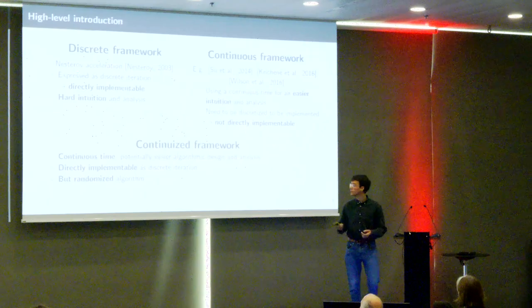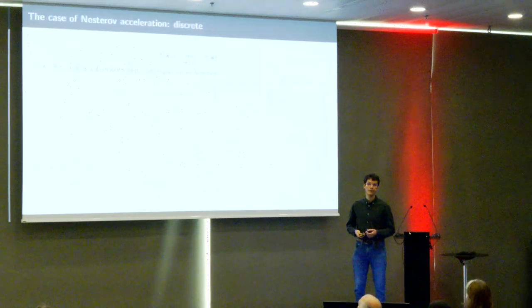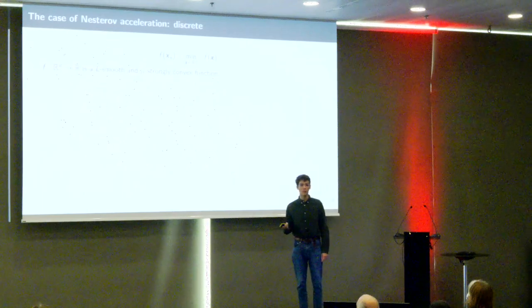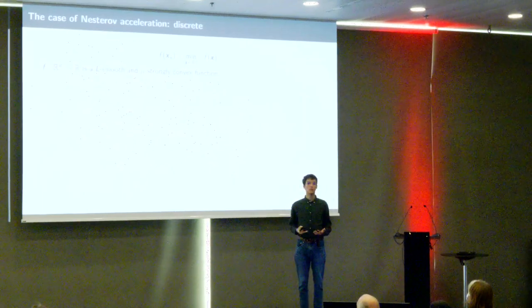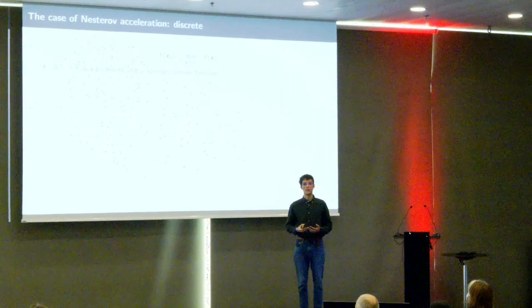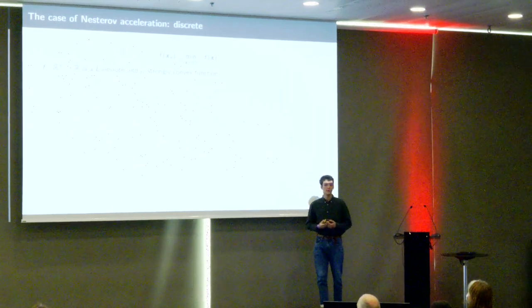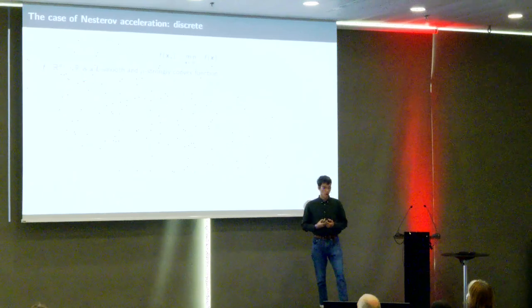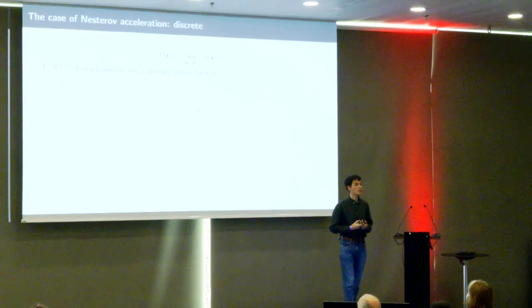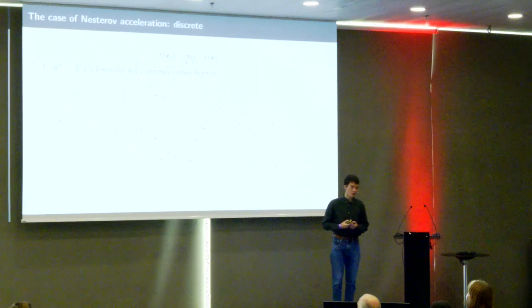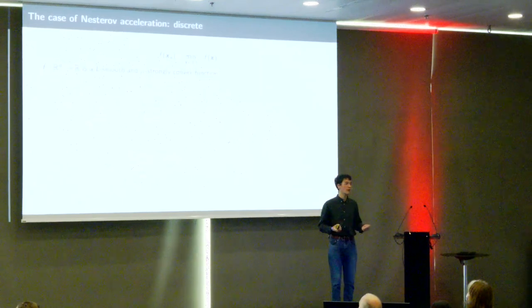OK, so this is very abstract and high level. So maybe it's good if I get to an example now. I will start with the case of Nesterov acceleration. It's a good example because it's very classical in optimization. It's a bit minimal in some sense. So first, reminders about Nesterov acceleration. What is the setting? We want to minimize a convex function f(x) on R^d. We want to find the minimum x star. And we assume, for instance, that it's L-smooth and mu-strongly convex.